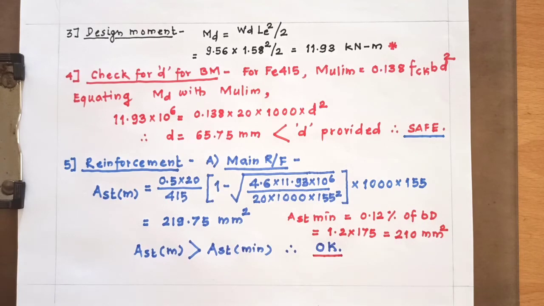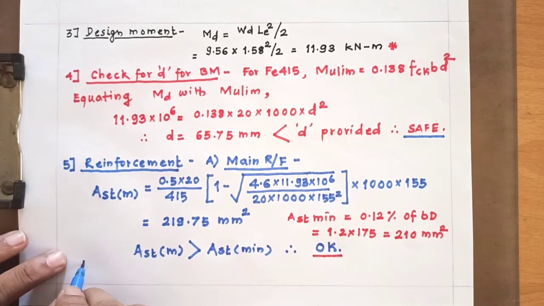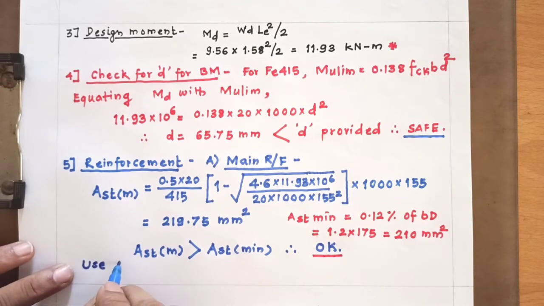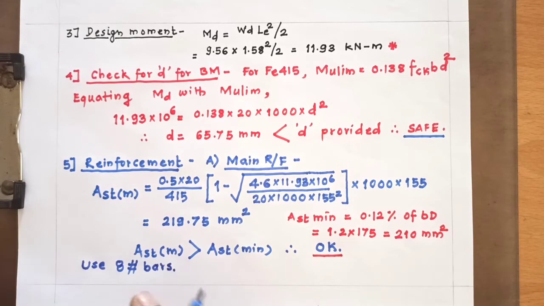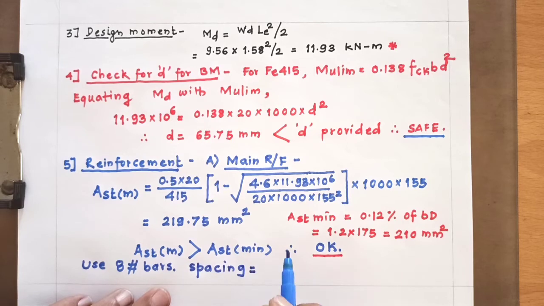This is OK. Now, after finding out this area of reinforcement, we have to find out spacing. So how do we find out spacing? Providing, use rather, 8 mm bars. Okay, spacing is equal to 1000 into small AST upon capital AST.